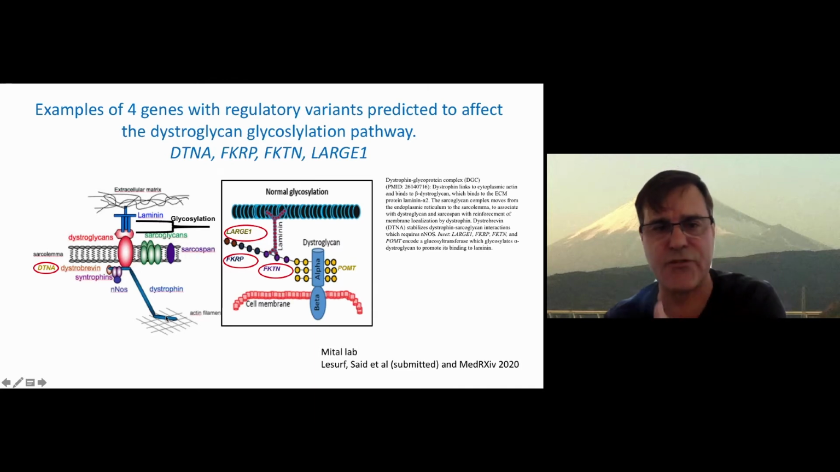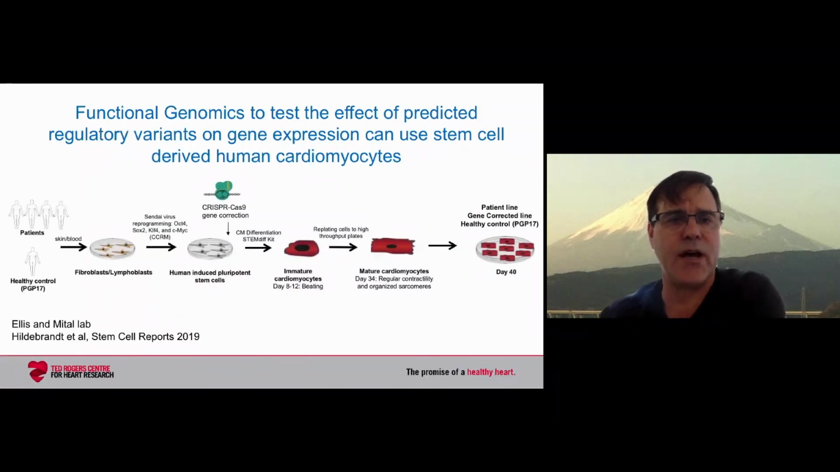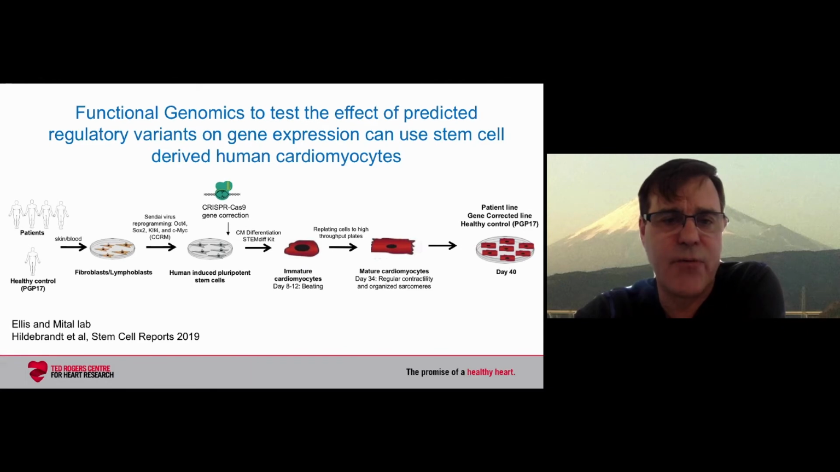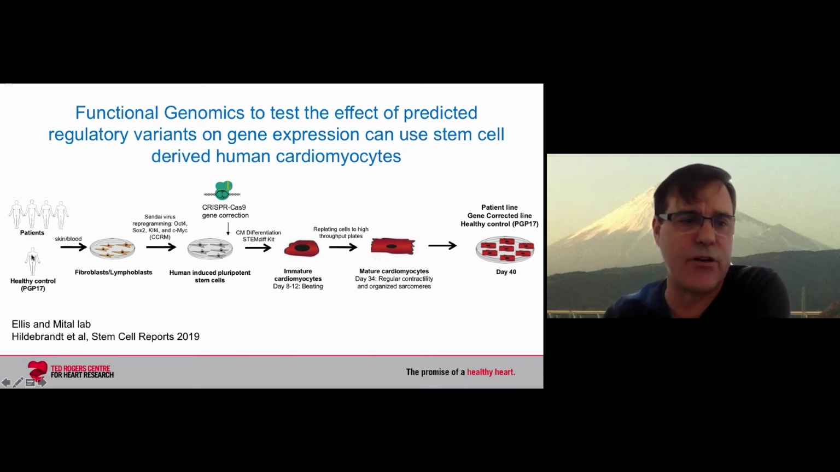So they clustered in one particular phenotype, and these patients, there's no previous suspicion that they have anything wrong with this particular pathway. So how do we test whether those regulatory variants that would affect gene expression actually do affect gene expression? And for that, we can use stem cell-derived human cardiomyocytes.